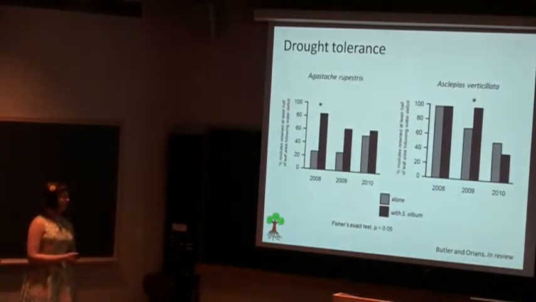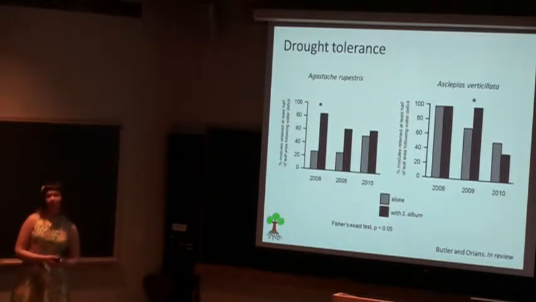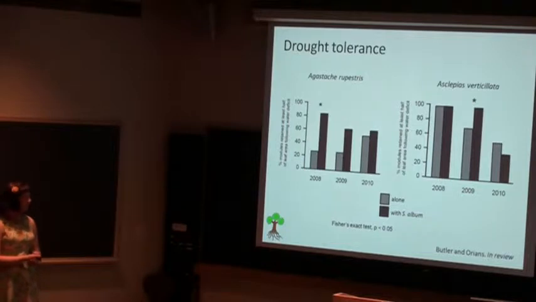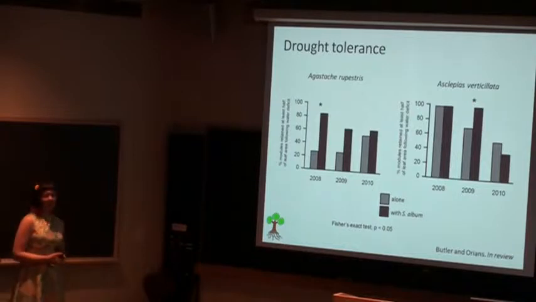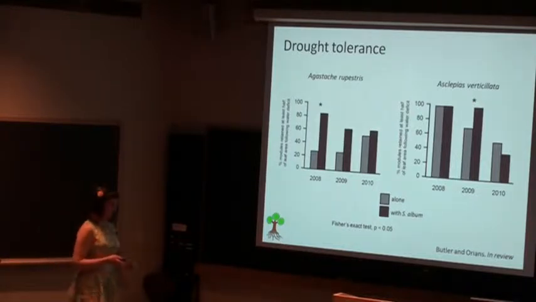So here's the drought tolerance. Looking at Augustastra first, in 2008 and 2009, the plants grown with sedum had higher drought tolerance than those grown by themselves. In 2010, it was kind of the same, probably because they were all really small at that point. With Asclepias, the story is a little different. In 2008, there wasn't really any plant loss at all because these plants are very drought tolerant, so we didn't see an effect. But in 2009, we did see an effect. In 2010, again, plants are kind of too small.